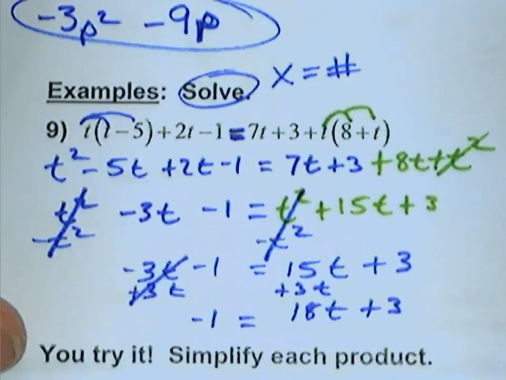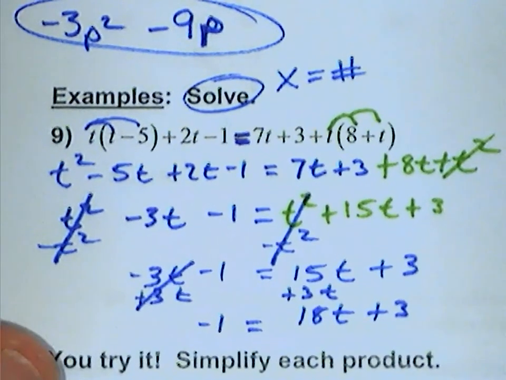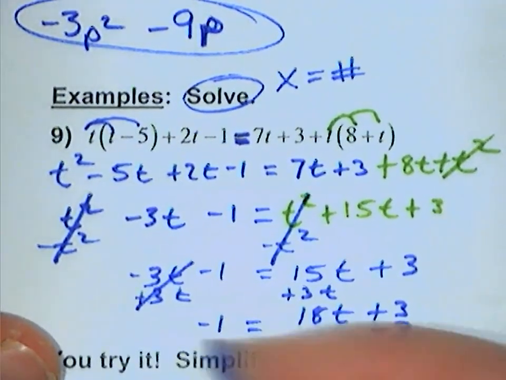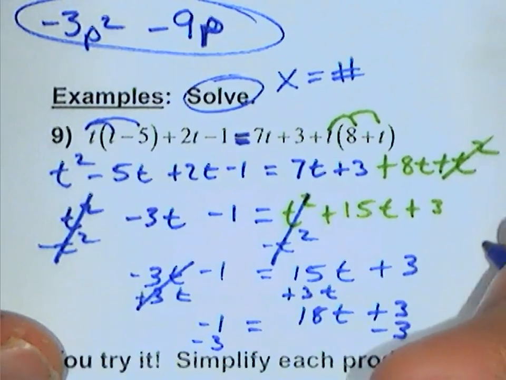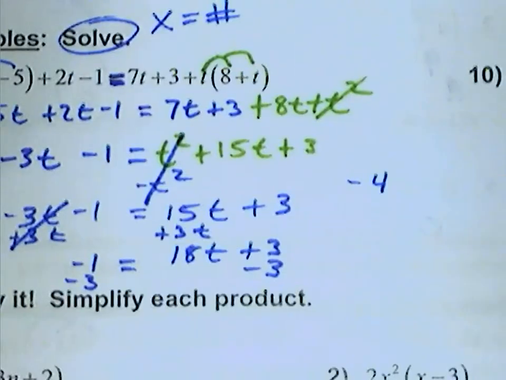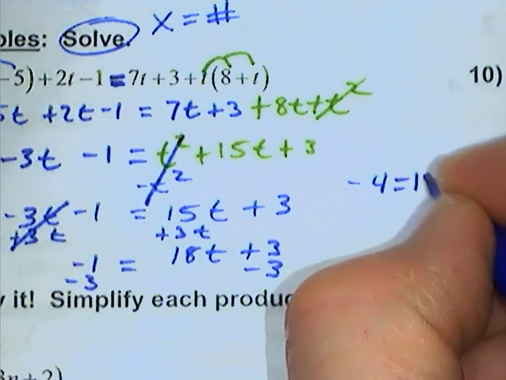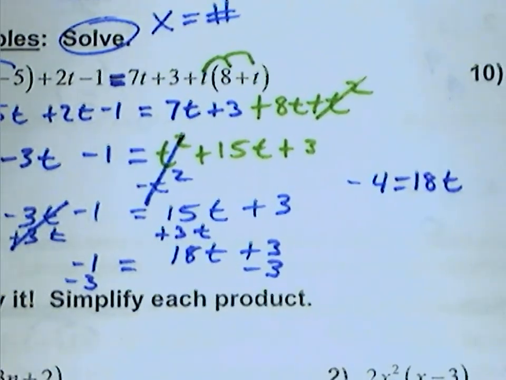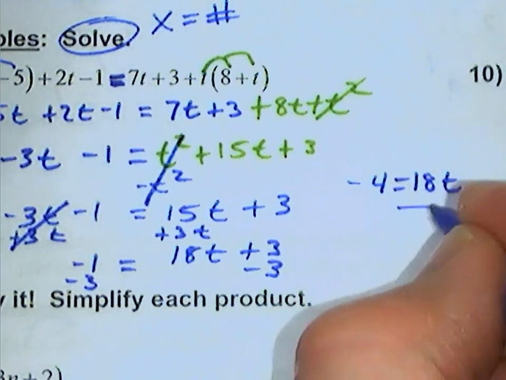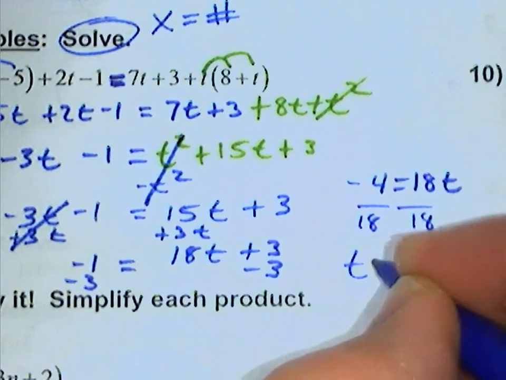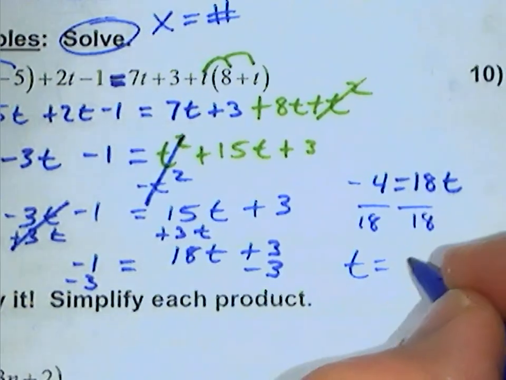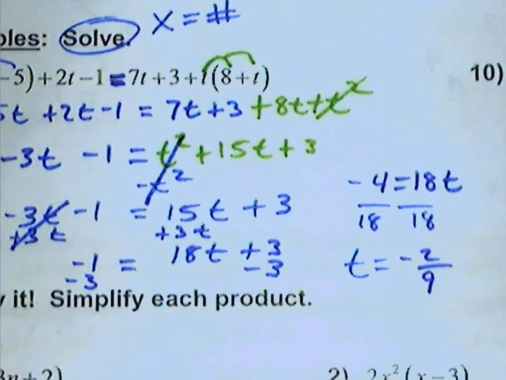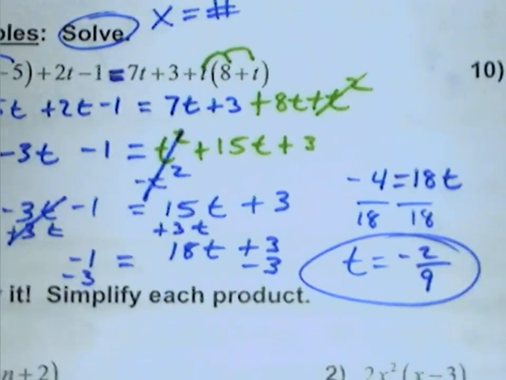Okay. Now we want to get the 3 on the other side, use subtraction. So I'm going to subtract that over. So if you owe me $1 and borrow $3, now you owe me $4. So I've got negative 4 equals 18t. And I got one more step. Tay, what do I got to do? Divide. Divide. I would reduce that by 2, right? Negative 4 eighteenths reduces by 2. What is that? Negative 2 ninths? Like that. Final answer.